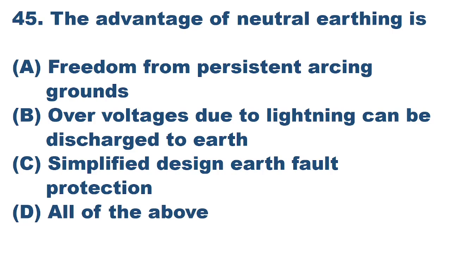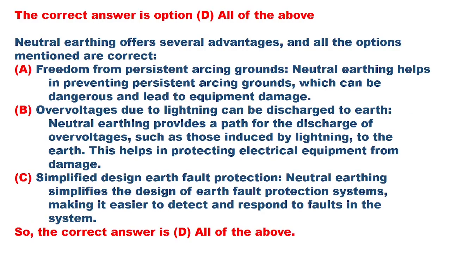So we'll see the explanation for this. The correct answer is option D, all of the above. Neutral earthing offers several advantages, and all the options mentioned are correct. Option A, that is freedom from persistent arcing grounds: neutral earthing helps in preventing persistent arcing grounds, which can be dangerous and lead to equipment damage. Option B, over voltages due to lightning can be discharged to earth.